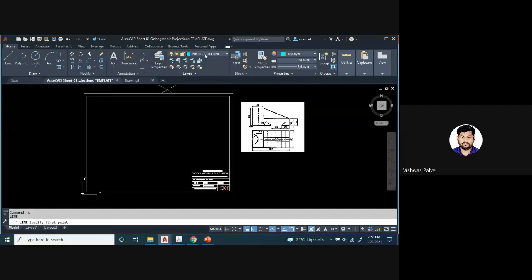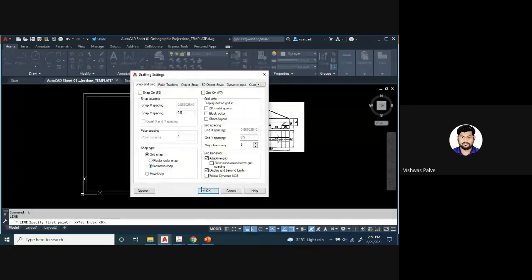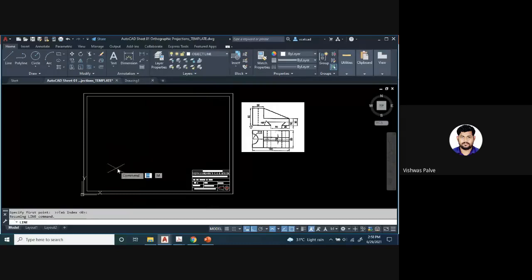I can directly draw an object line of 30 degree incline. What are the settings which we have to do? In snap settings, you have to switch on the isometric snap. Okay, that is already there. Now I will start with this origin. Okay, I will take this 50 millimeter. Sorry, 50 millimeter, done.